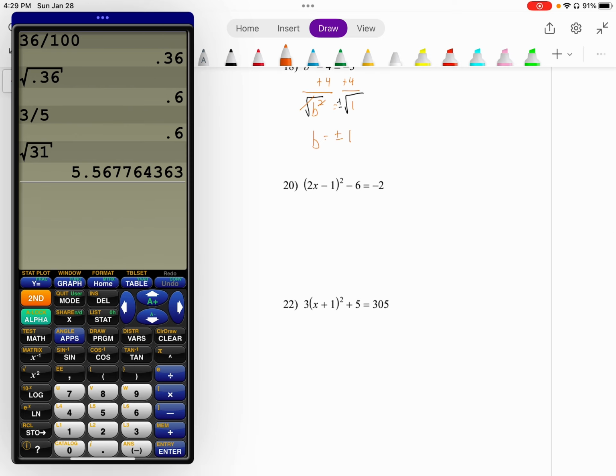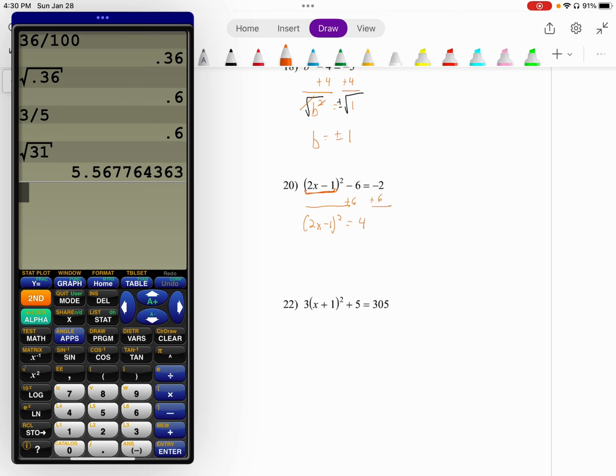All right, now our last two, these have a little bit more to them, but it's okay. They're set up a little different. We haven't had something inside the squared before, but that is okay. We can work through that. That's what we're trying to learn today. So same concept holds true. I want to isolate the squared. So to do that, I'm going to add 6 to both sides, and I get this 2x minus 1 squared equals 4.